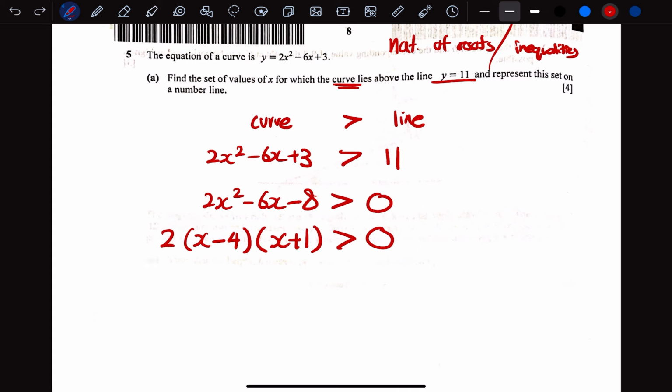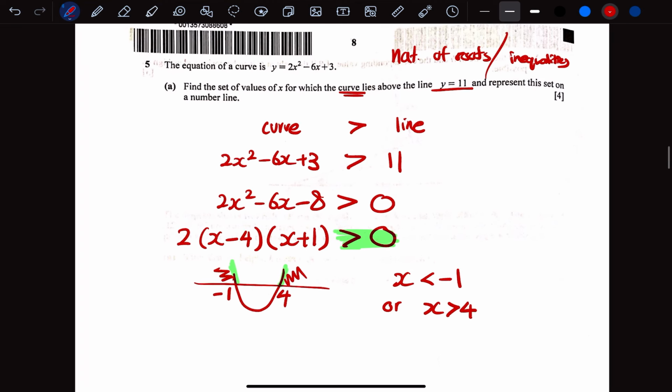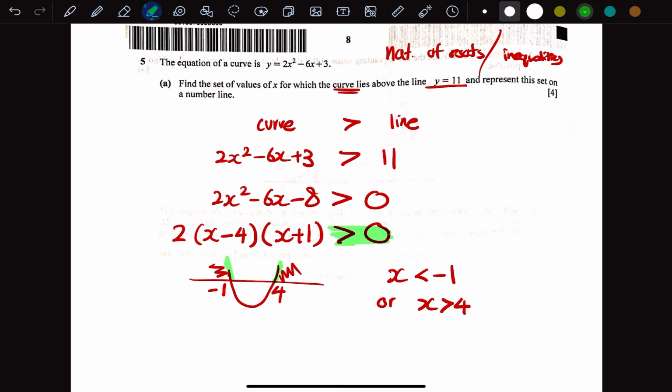Doesn't matter. But here you need to know your quadratic inequality solving. We need to draw our U-shaped graph because our x squared is positive. Then afterwards, we can plot in our two values. First value is negative 1. Second value is positive 4. And because we want it to be greater than 0, it means we want it to be above our x-axis. Means we are looking at these 2 points onwards and before this. Therefore, our final answer would just be that x is less than negative 1 or x is more than 4. And they want you to represent this answer on a number line.